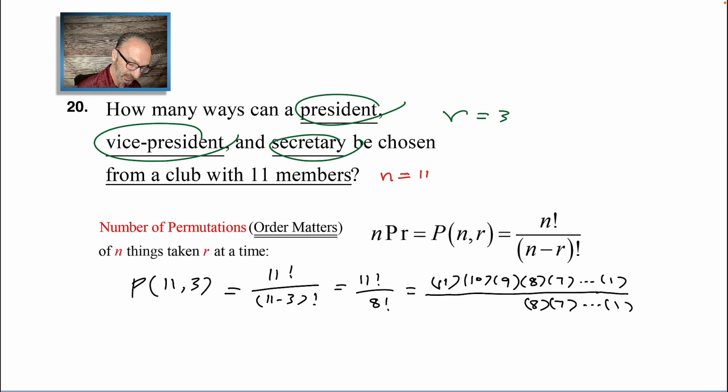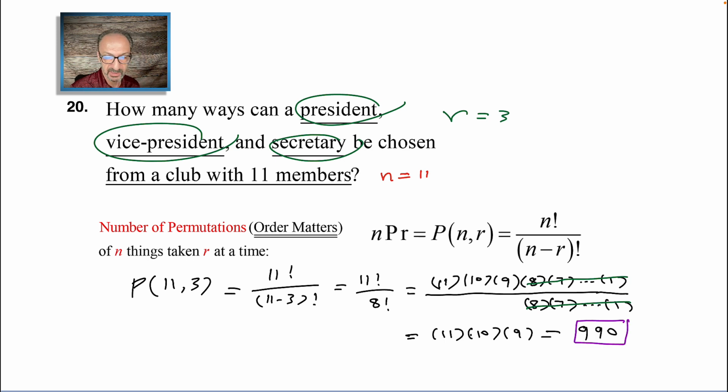If you notice, I wrote the 8 under 8 so I could show you clearly that this portion cancels. So all you have left is 11 times 10 times 9 only over 1. I don't need to write that one. And that's 990 different ways. It seems a lot, but that's the power of math.